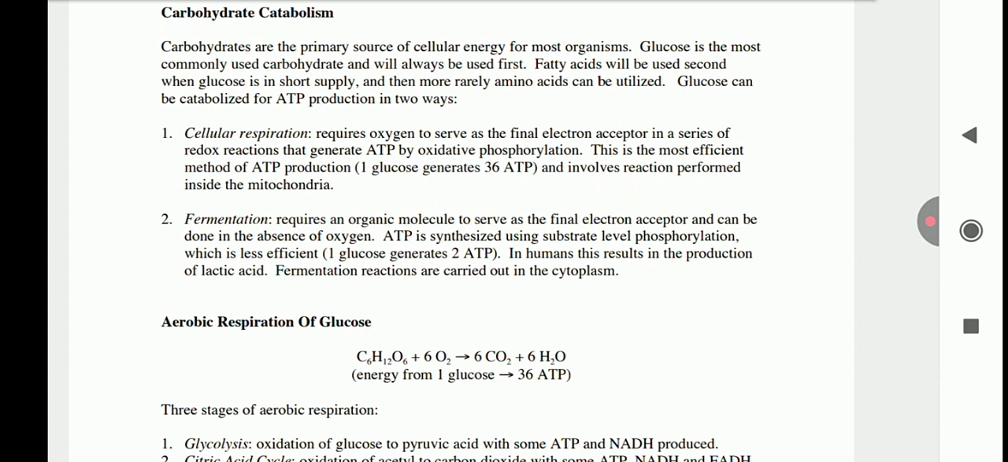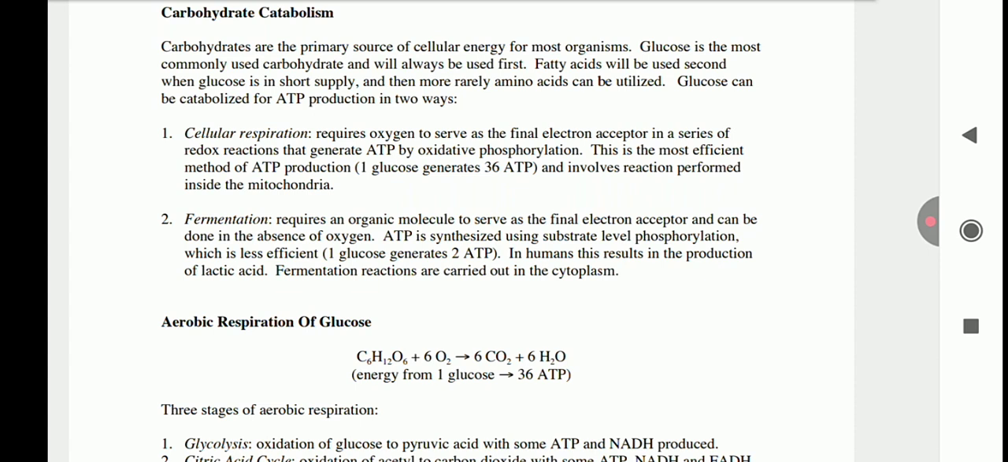Cellular respiration requires oxygen to serve as the final electron acceptor in a series of redox reactions that generate ATP by oxidative phosphorylation. This is the most effective method of ATP production. One glucose generates 36 ATP, and the reactions are performed inside the mitochondria. Second, fermentation requires an organic molecule to serve as the final electron acceptor and can be done in the absence of oxygen.